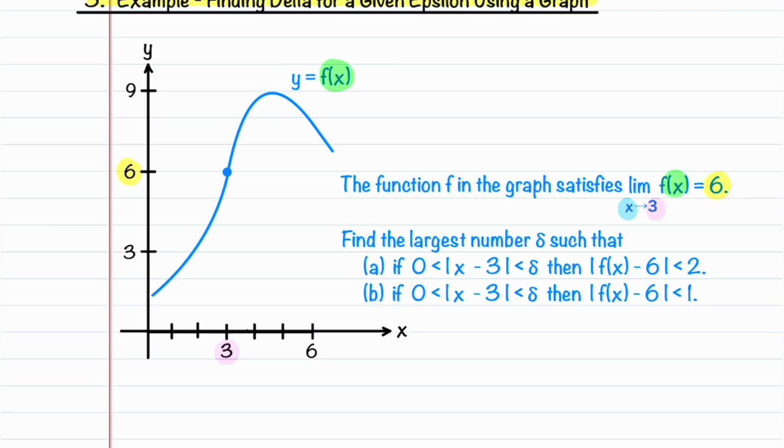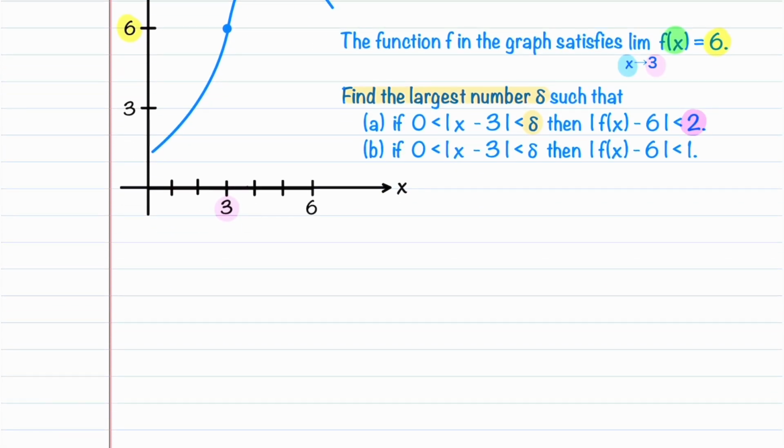We want to find the largest number delta such that in part A, if 0 is less than the absolute value of x minus 3 is less than delta, then the absolute value of f of x minus 6 is going to be less than 2. And this 2 is our epsilon. We're going to do something similar for part B.